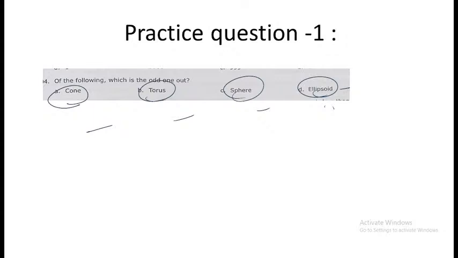Everyone, mark the answer for this question. 9 students are there in the class. Please make sure that you are participating in the class. These classes are for your own benefit, so please make sure that you are participating.